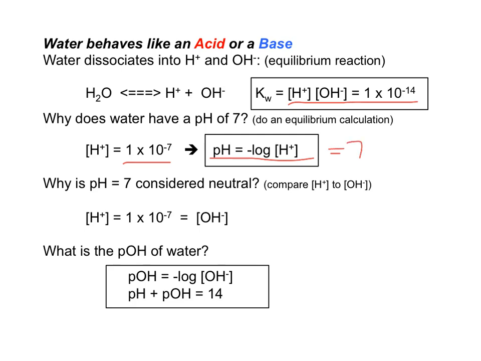Now in that equilibrium calculation, H+ equals OH-, which equals 1 times 10 to the minus 7, so pH 7 is considered neutral because the concentration of H+ equals the concentration of OH-.